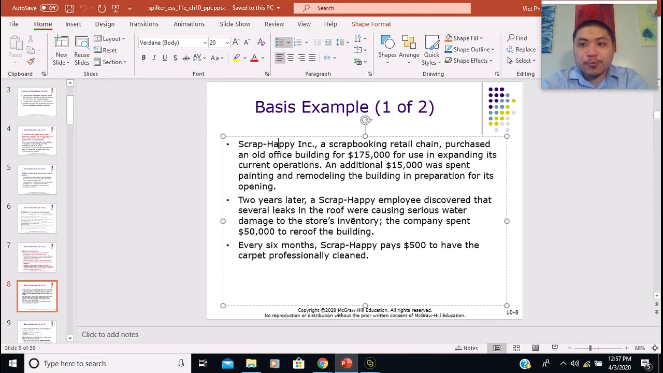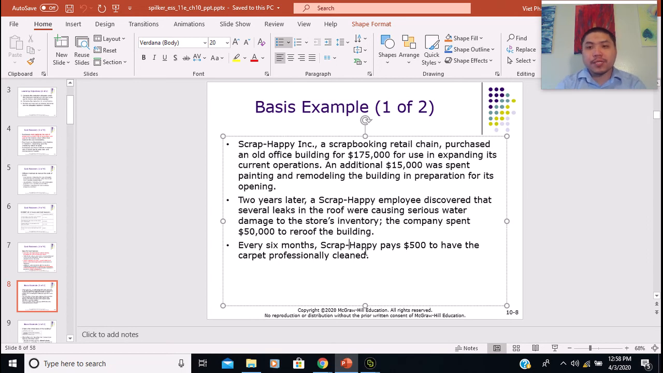And then the company also found out, 2 years later, that there's a leak that needed to be repaired, or restored, to make sure that the building is usable, right? And they spent another $50,000 to re-roof the building, right? So all of these costs are either initial costs or costs associated with fixing and restoring the building, right? So for that reason, the 175, the 15,000, and the 50,000 are going to be included in the basis of the building, right?